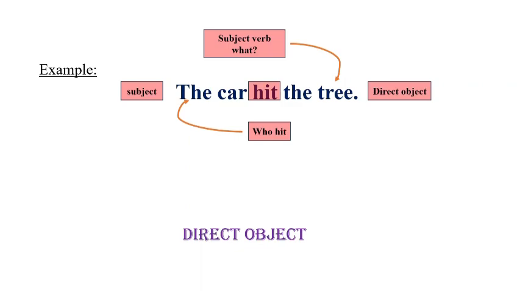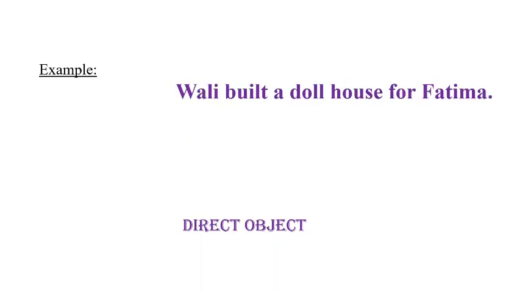Again, try to understand it again. First, identify the verb, that is hit. Then put the question: who hit? The answer is the car. So the car is the subject of the sentence. The car hit what? The car hit the tree. So tree is the direct object in this sentence.